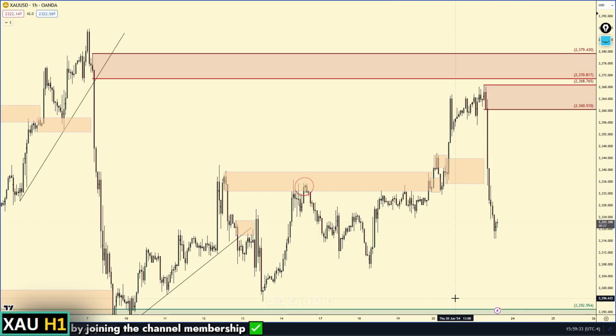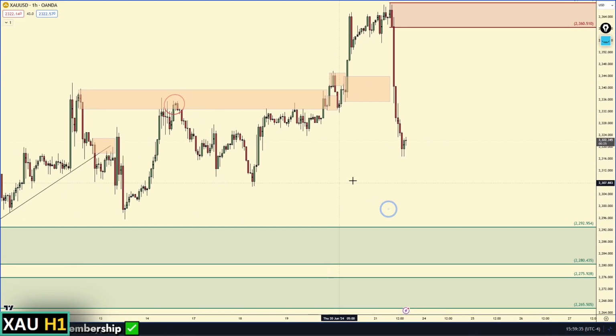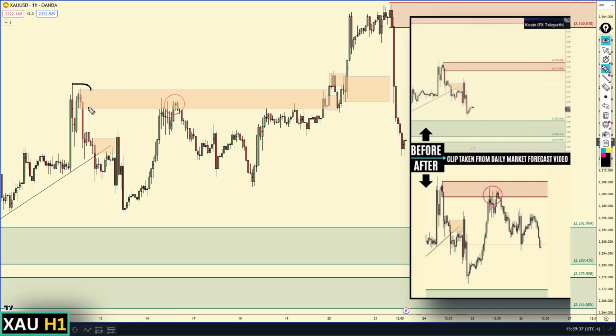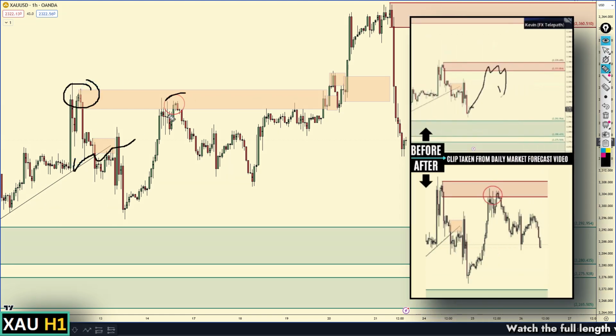Now, we did actually get a beautiful 1-hour supply zone trade right here off of this beautiful 1-hour supply zone that actually removed a trend line. Beautiful move off of that zone, and that was called out in the daily market breakdown videos.